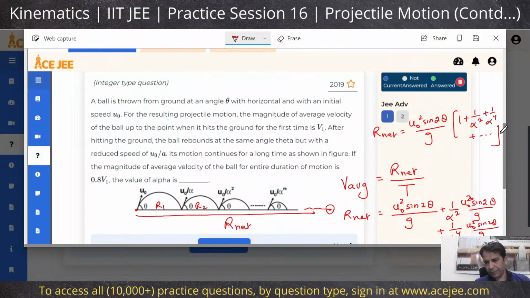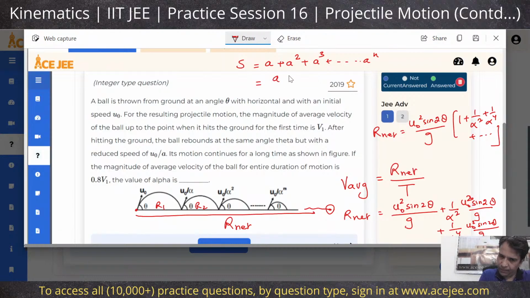You guys remember? If you have a plus a square plus a cube and so on, and let's say there are n terms, then what will the sum be? It is a into a to the power n minus 1 upon a minus 1, considering a is greater than 1. Is that right, Peter? Chavi?